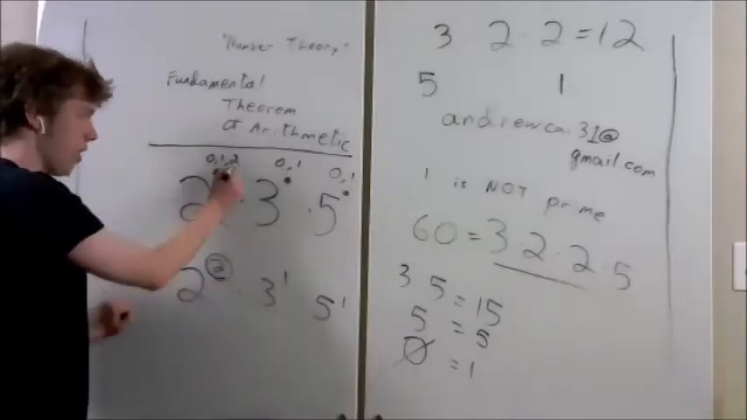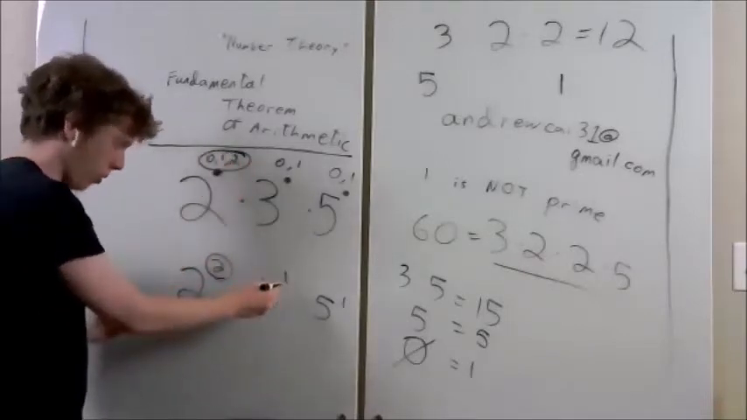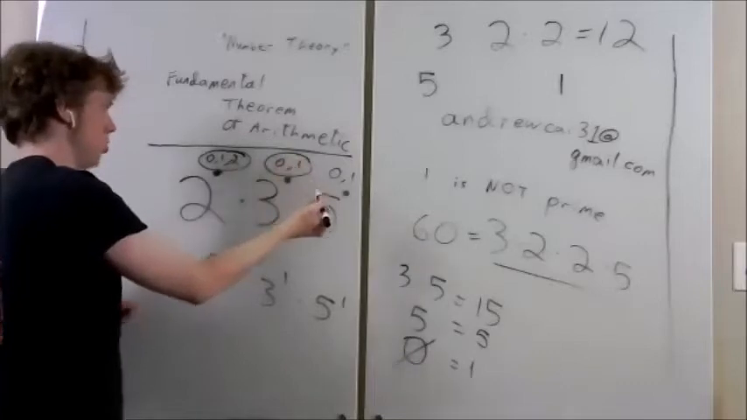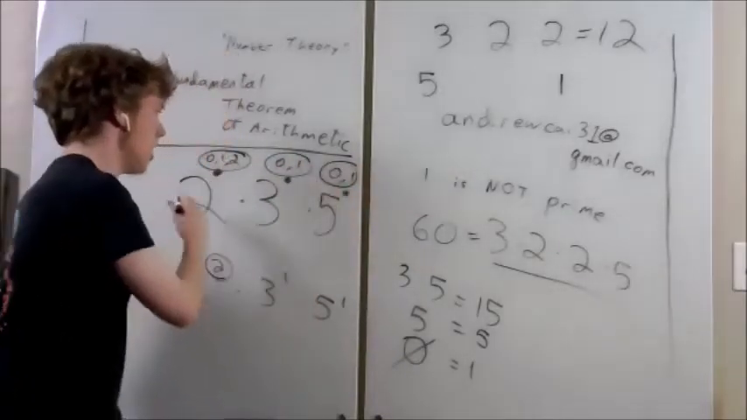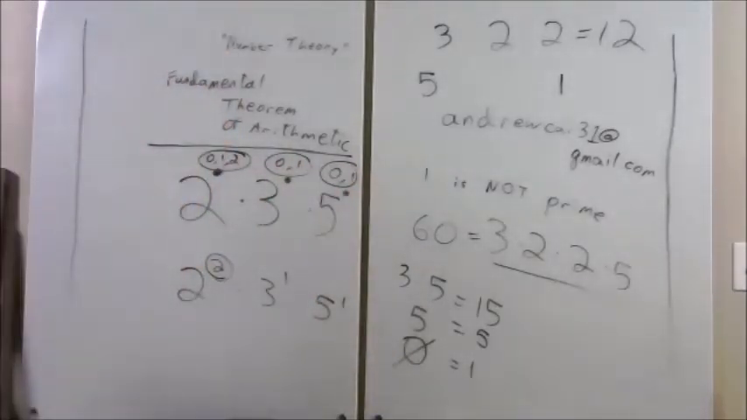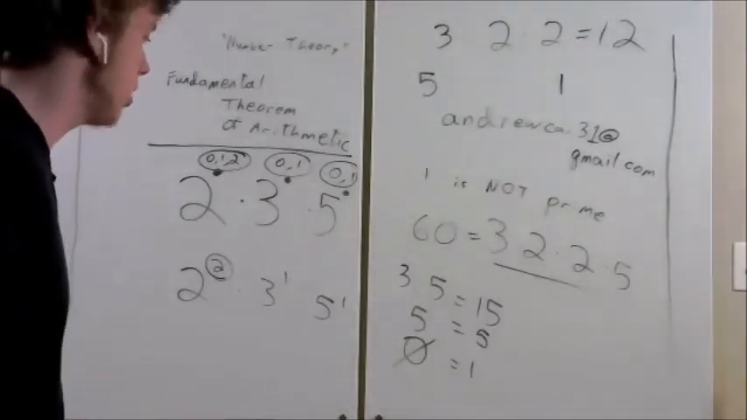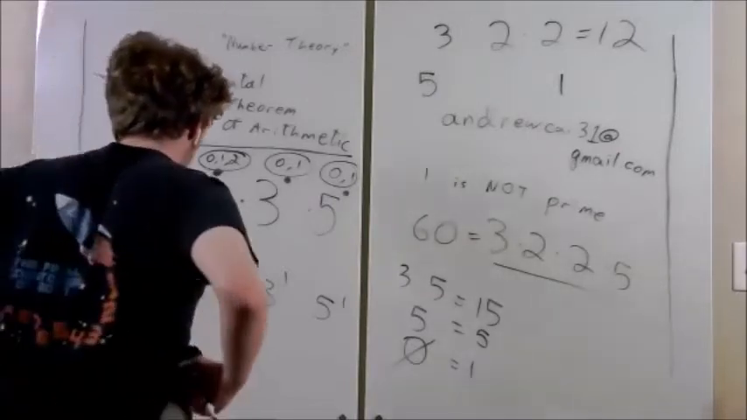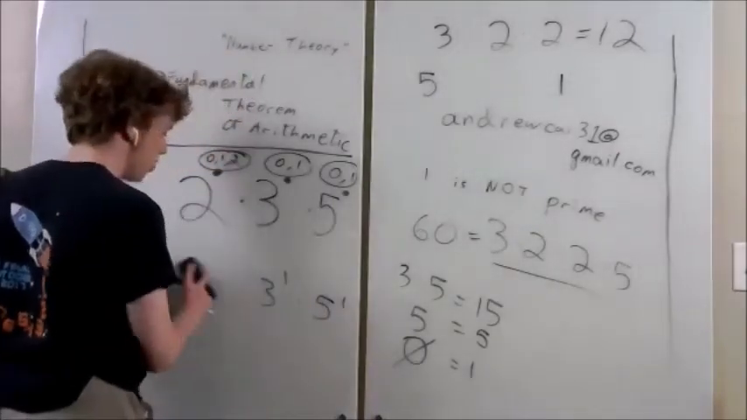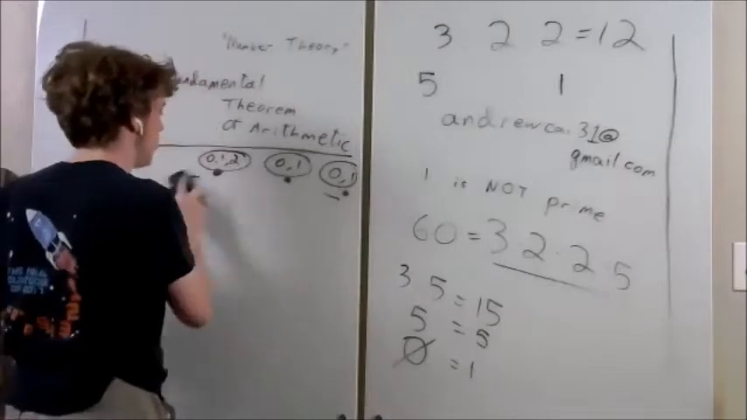So 2 plus 1 is 3, so I have 3 choices. 1 plus 1 is 2, so I have 2 choices, 2 choices. And so just make all the choices independently. And so you have 12 choices. And this would work whatever you do in place of 60. And again, 1 has 1 divisor, but that's trivial.